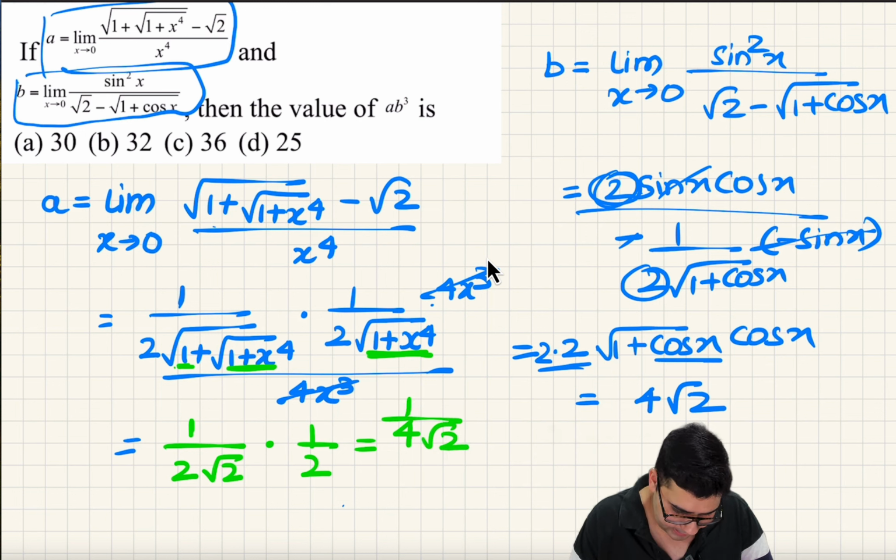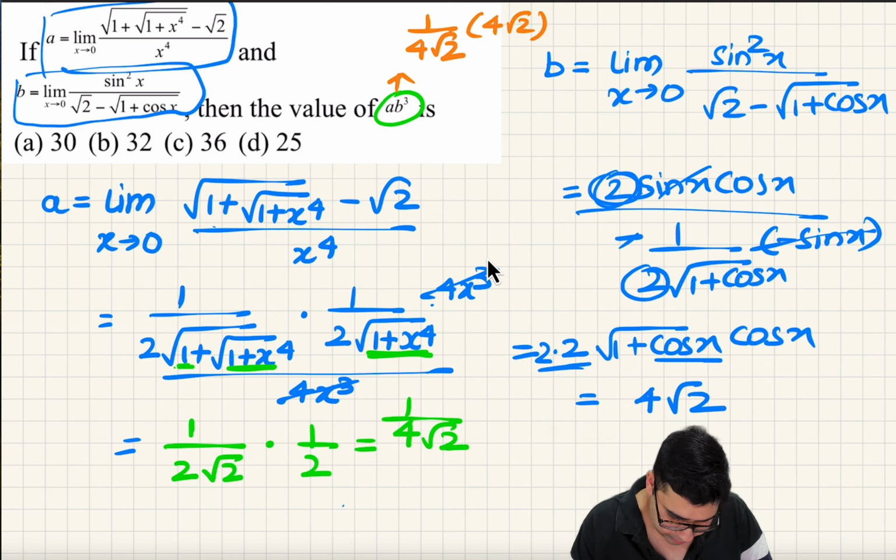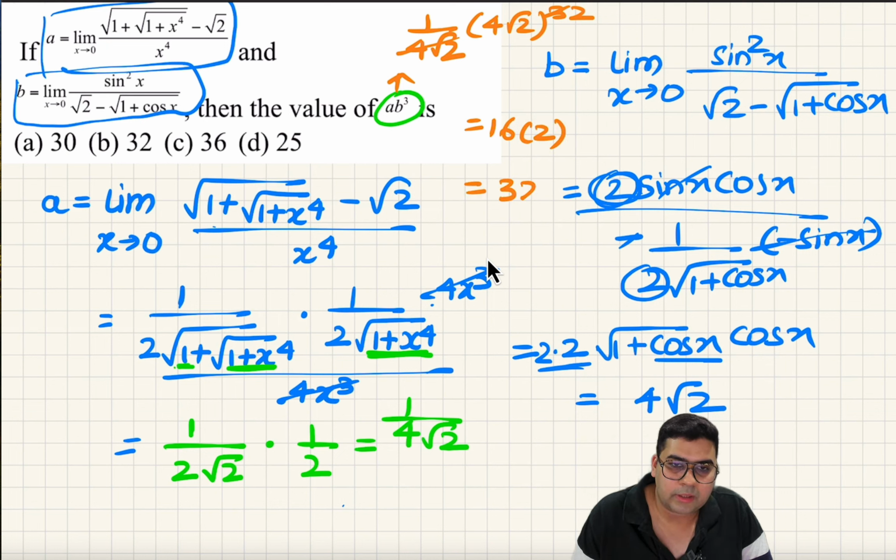And now I need a b cube, so that must come out to be, a is of course 1 upon 4 root 2 into 4 root 2 the whole cube. So this must be 4 root 2 the whole square. This is 16. 4 square is 16. Root 2 square is 2. So my final answer should come out to be 32.